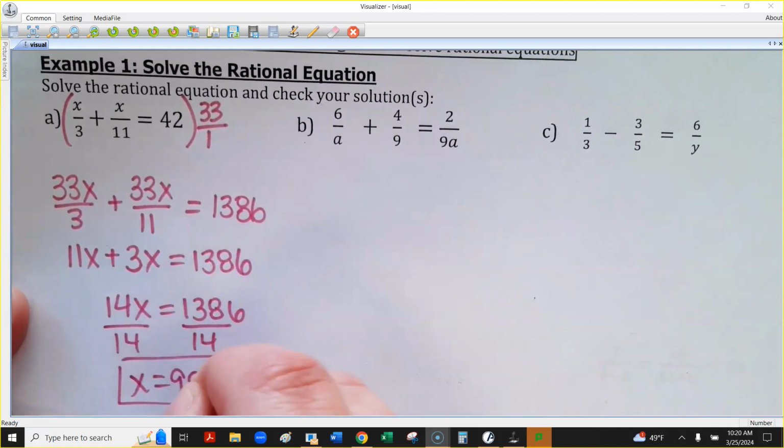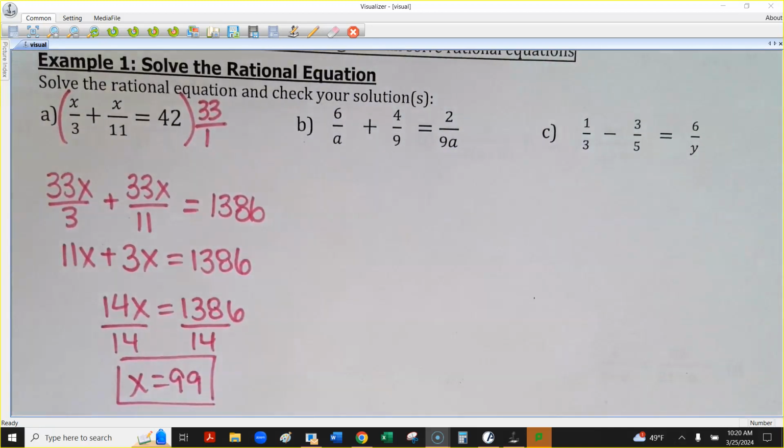And I never have a variable in the denominator in that question, so there's no potential for an extraneous solution, because there's no variable in the denominator, so I couldn't necessarily divide by 0.